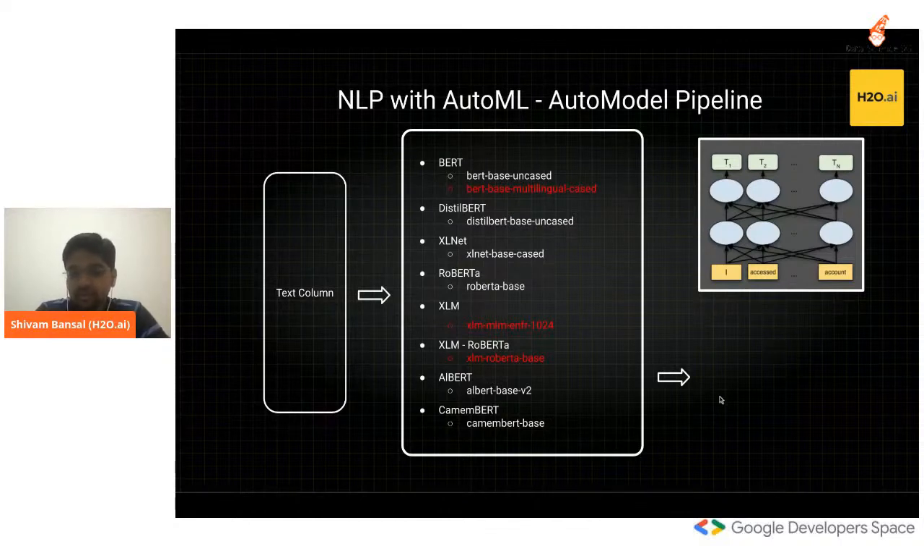pre-trained state-of-the-art BERT-based, XLM-based architectures, which are used to convert a text column into meaningful outputs, maybe the class probabilities. And within these state-of-the-art models, we have also incorporated the multilingual models, as I described, XLM Roberta or BERT-based multilingual, which can really work on a text column where we have data from multiple languages.